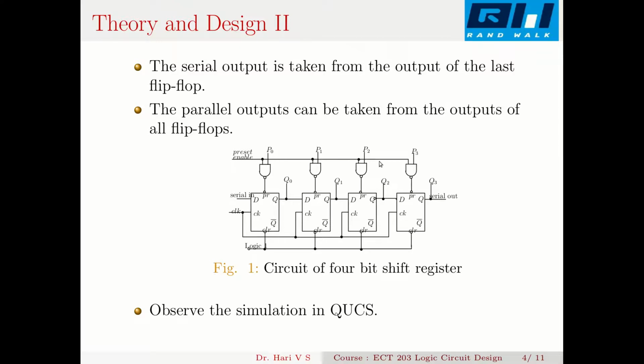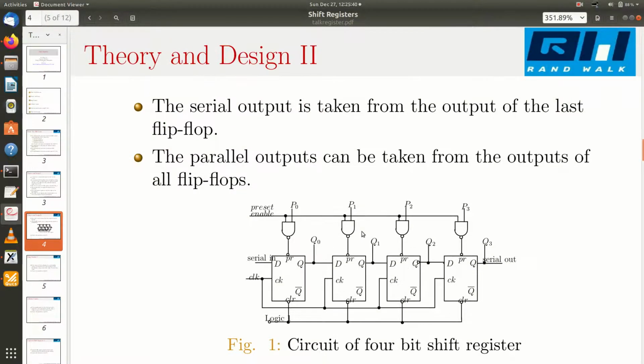So apply a suitable pattern here, and that will reflect the output of these flip-flops, the output of this register. You can take it out in parallel: you feed the data through P0, P1, P2, P3, and take the data from Q0, Q1, Q2, Q3. That is a parallel in, parallel out operation. You can also feed the data in parallel through P0 to P3 and take the data out of a serial output by applying clocks. That's a parallel in, serial out operation. So let us see this simulation in QUCS.